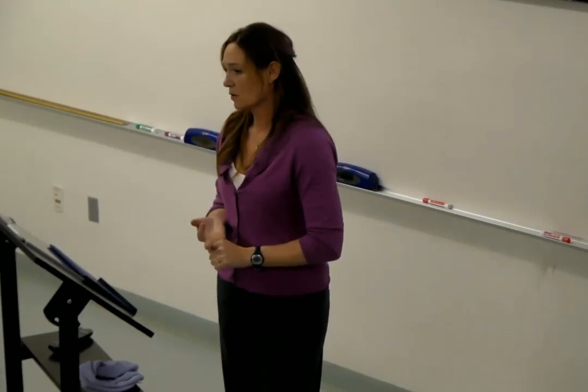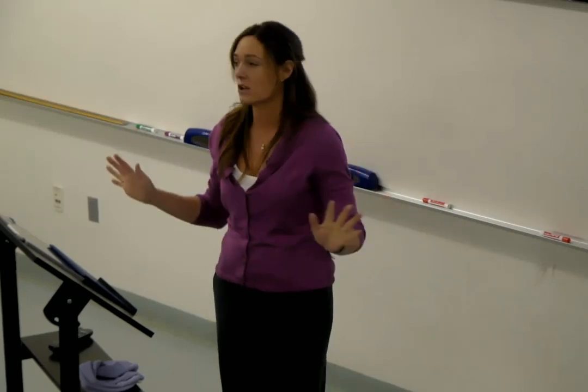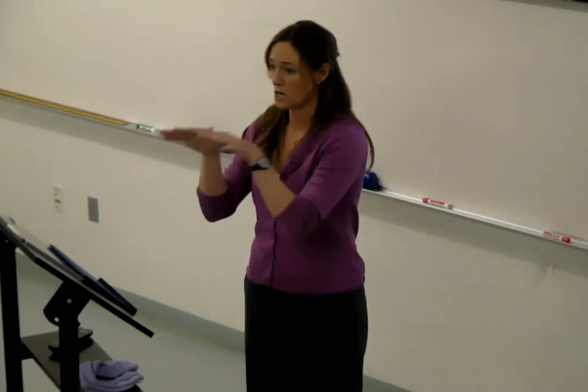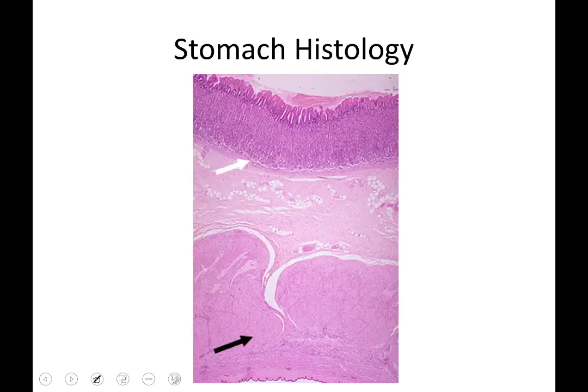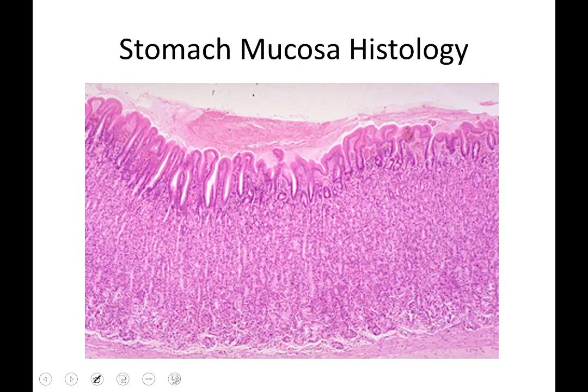So whether it's due to the H. pylori bacteria, whether it's due to stress, whatever is causing your goblet cells to not make mucus, you're going to get an ulcer. So this is a normal histology of the stomach. We're zooming in on the mucosal layer. We're going to have goblet cells at the top, parietal cells in the middle, and the chief cells at the bottom. Chief cells make pepsinogen, parietal cells make hydrochloric acid and intrinsic factor, and goblet cells make mucus.